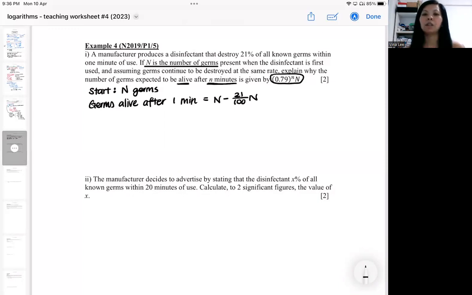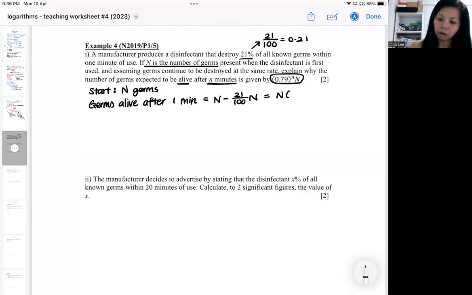So you start off with n germs, and after 1 minute, 21% is destroyed, so you take away the 21%. 21% in percentage is 21 over 100, essentially 0.21. So I get 1 minus 0.21, and that's how I get 0.79 n. This is the amount of germs alive after the first minute.